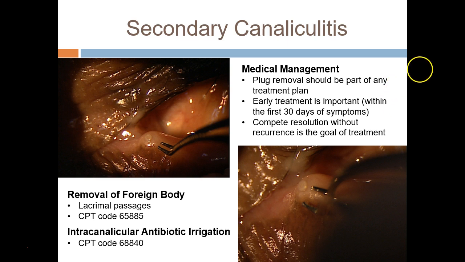And again, now when I took this plug out, I would do my intracanalicular antibiotic irrigation. I put these little factoids here just for a few docs that might not know. For me, let's say this plug was implanted by another eye doctor years ago, and this patient came to me with this secondary canaliculitis. If I had to take this thing out, I'm using this procedure code here, this 65885, removal of foreign body from the lacrimal passages, because as I just explained, there is risk involved in doing this. This ain't like plucking out some eyelash.